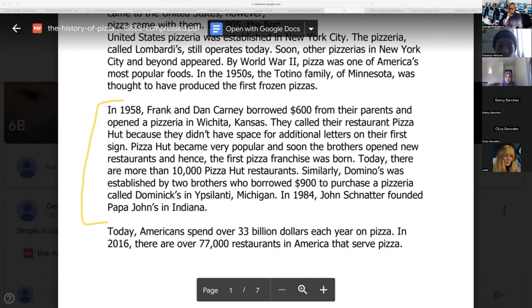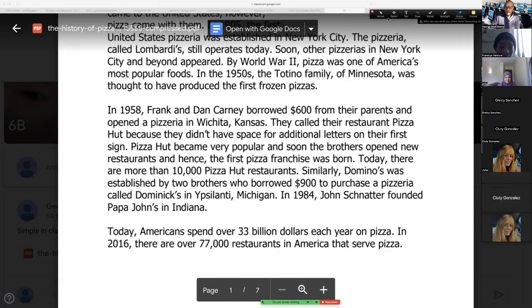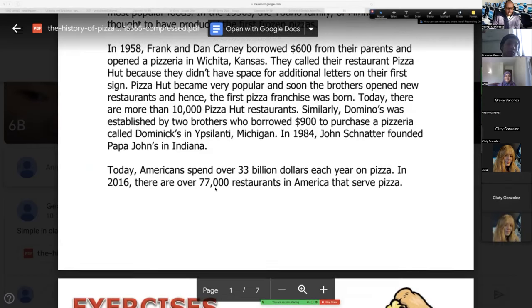Today there are more than 10,000 Pizza Hut restaurants. Similarly, Domino's was established by two brothers who borrowed $900 to purchase a pizzeria called DomiNick's in Ypsilanti, Michigan. In 1984, Joe Schnatter put Papa John's in Indiana. Indiana, that's another state. Very good.